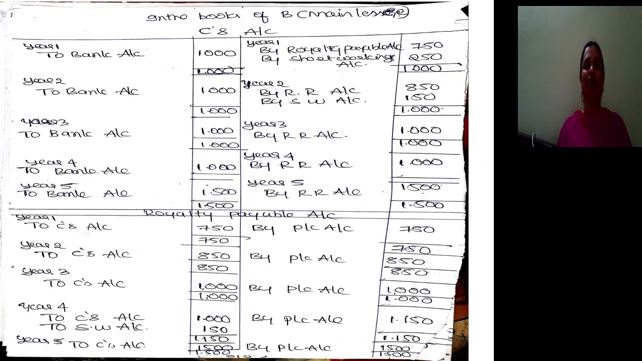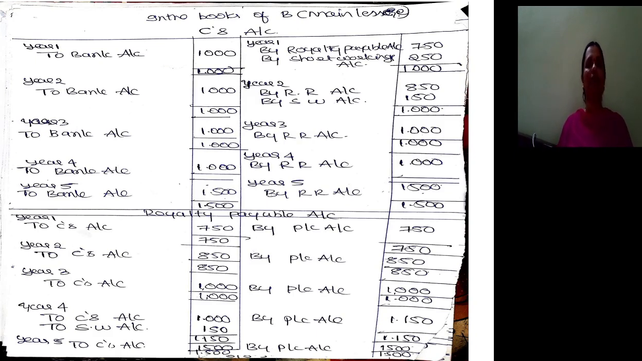Now the 5th year situation, where there is excess royalty and excess royalty is not used to recoup short working. Then what is the due entry? Due entry is royalty payable account debtor to C's account. So in C's account, by royalty payable 1500. And the amount will be paid to C, journal entry C's account debtor to bank account, so that C's account gets closed. Royalty payable account should be closed by transferring it to profit and loss account.